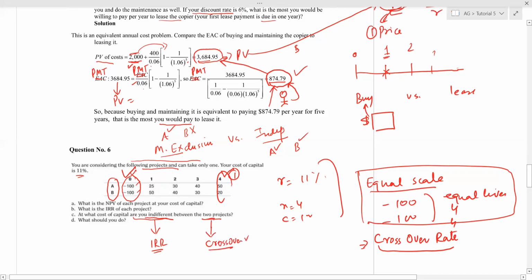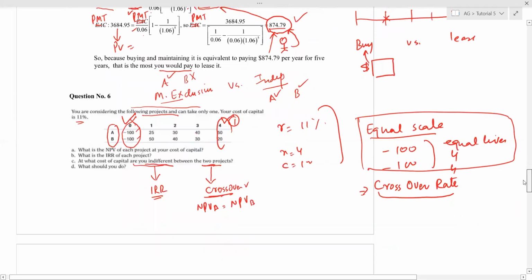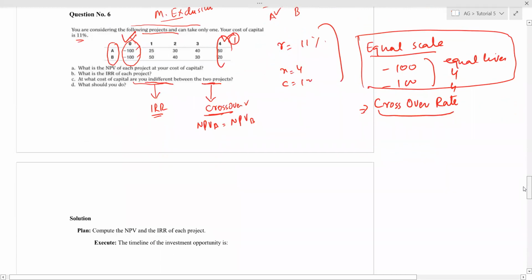So crossover rate. So at this rate, we are also indifferent whether we are going to select project A or B. So it means that at this rate, NPV of A should be equal to NPV of B. In other words, the difference between the two NPVs should be 0.